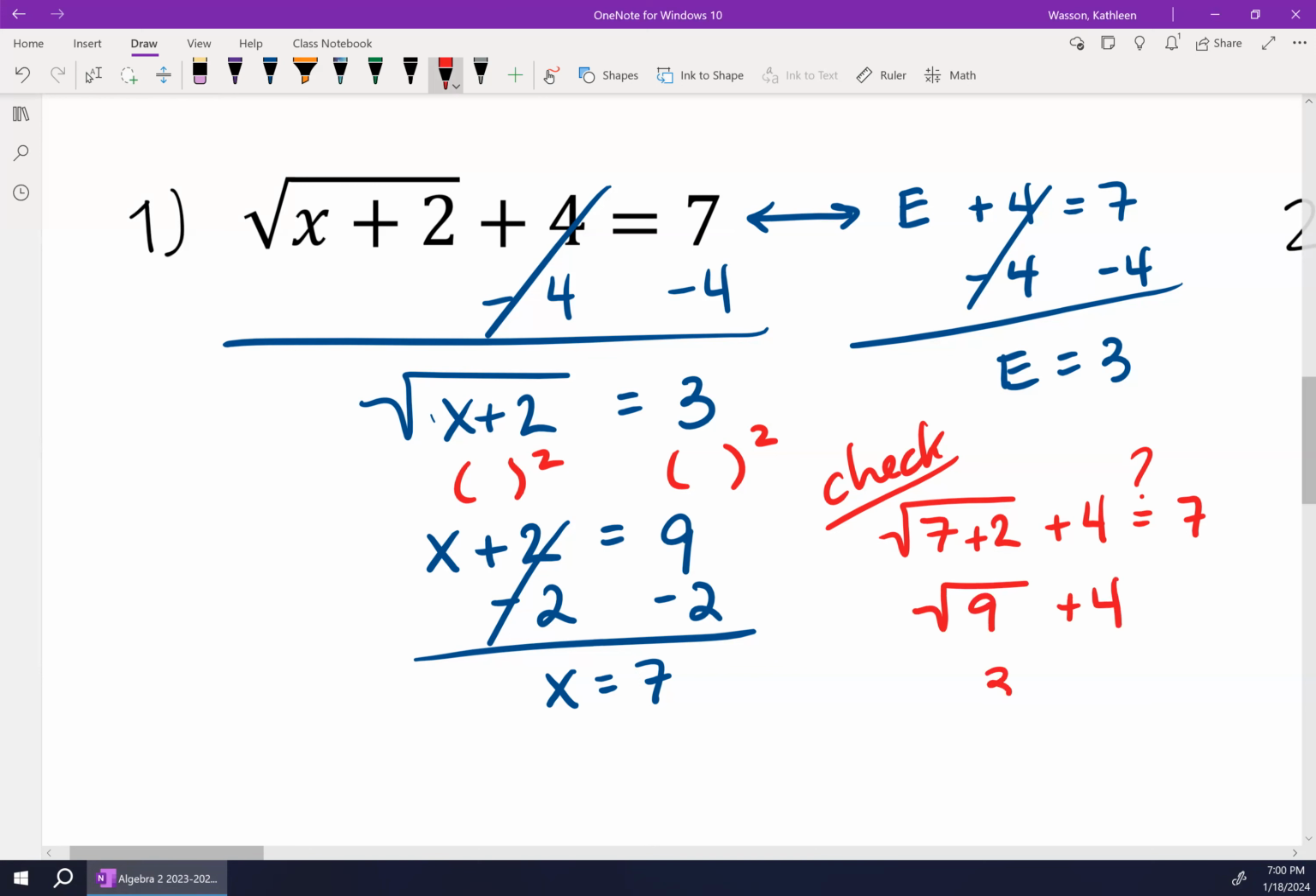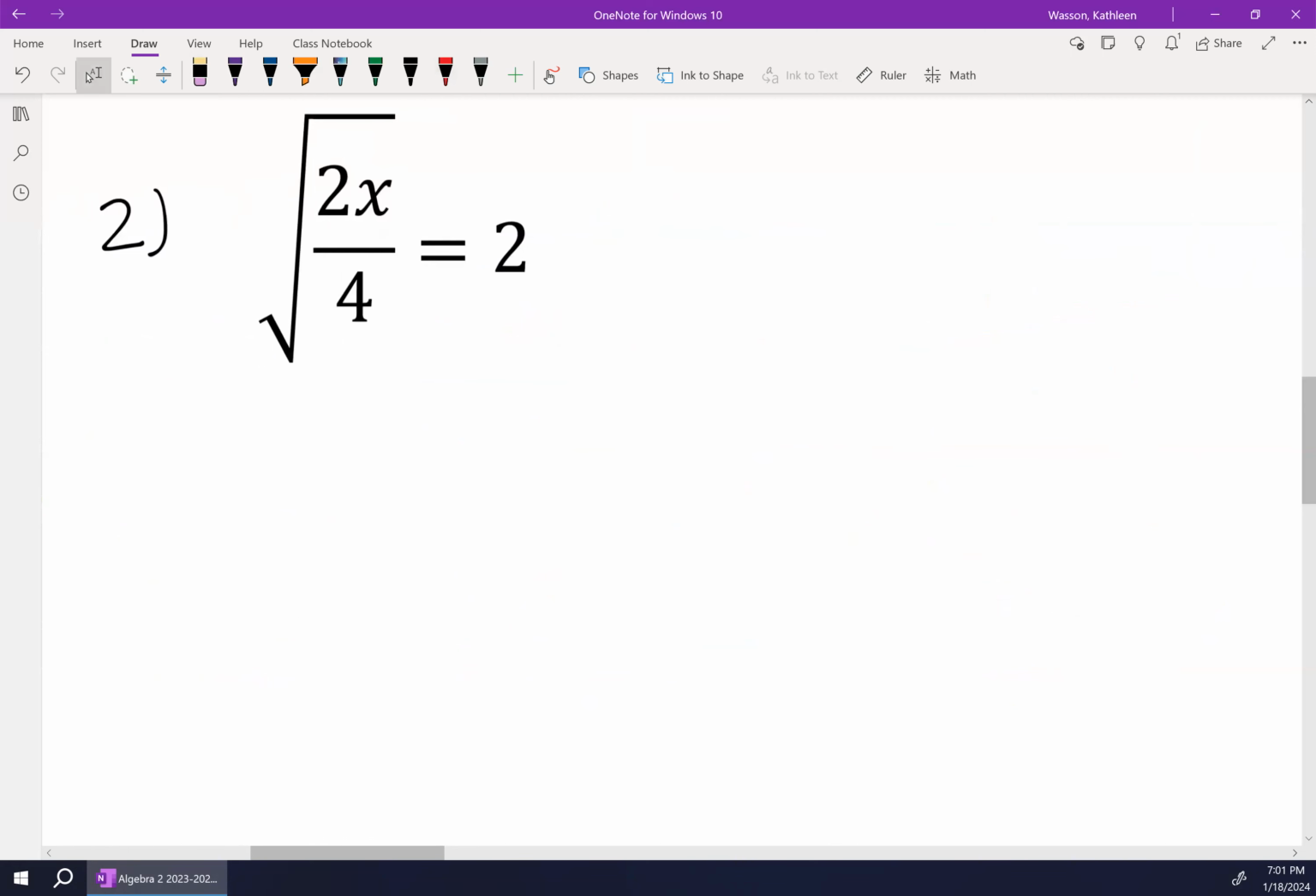Next. I have an expression that is isolated. Square root equals positive number. So I can solve this. I square both sides of the equation. The squared and the square root are inverse of each other.